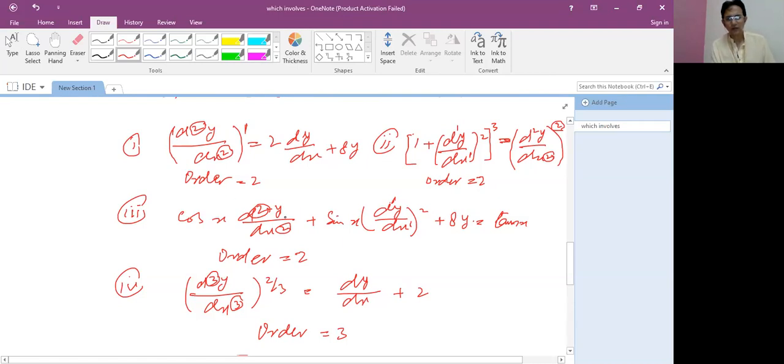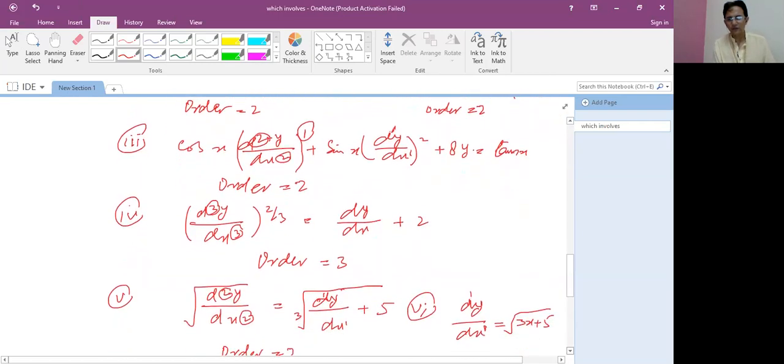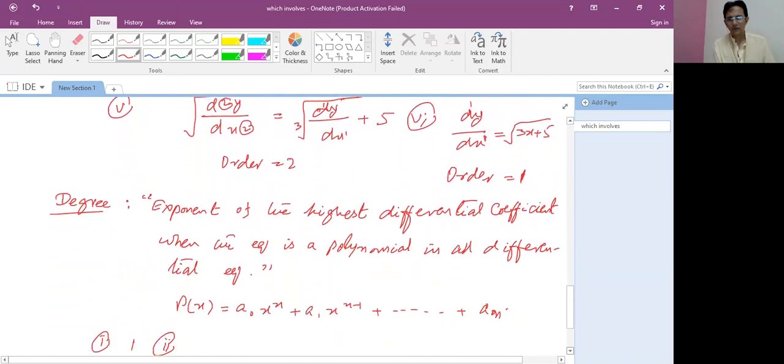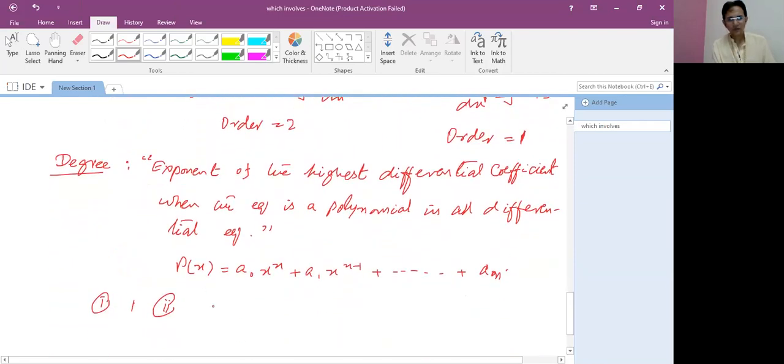Now the third example, if we consider here the highest order, the highest differential coefficient of the differential equation, it is 2, but the exponent of the highest differential coefficient is 1. So the degree is 1. So the second part has degree 2 and the third has degree 1.